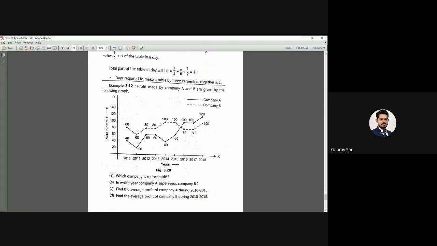So you can say that it is more stable, whereas in company A, what is happening? There is a lot of fluctuation going on. That's why it's not stable.